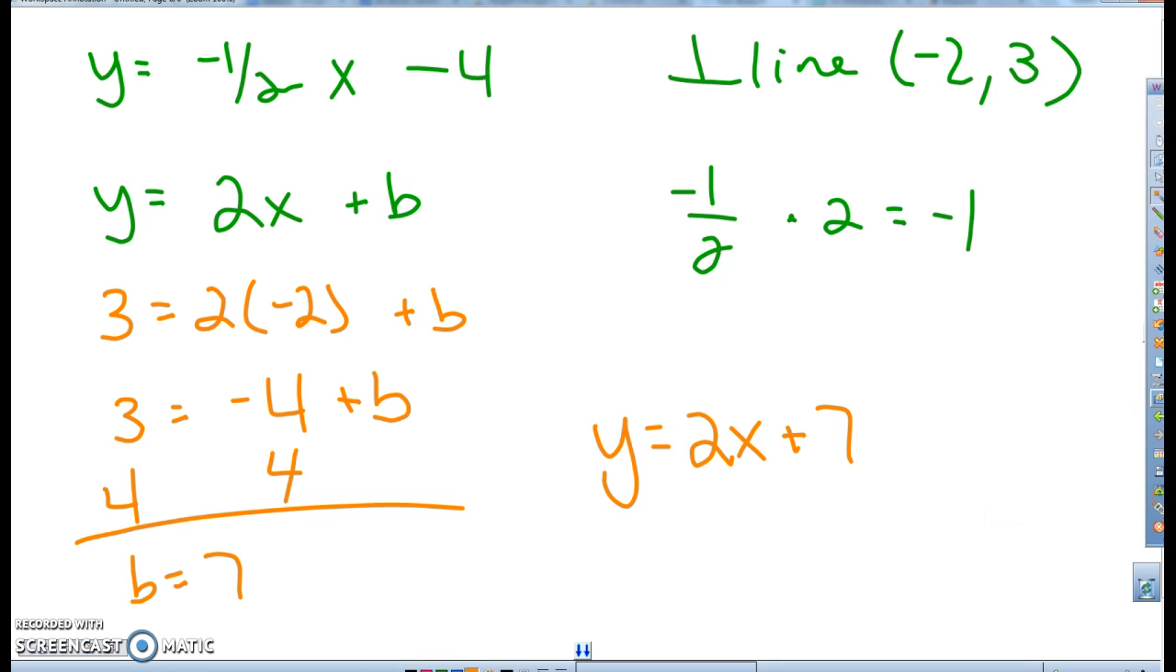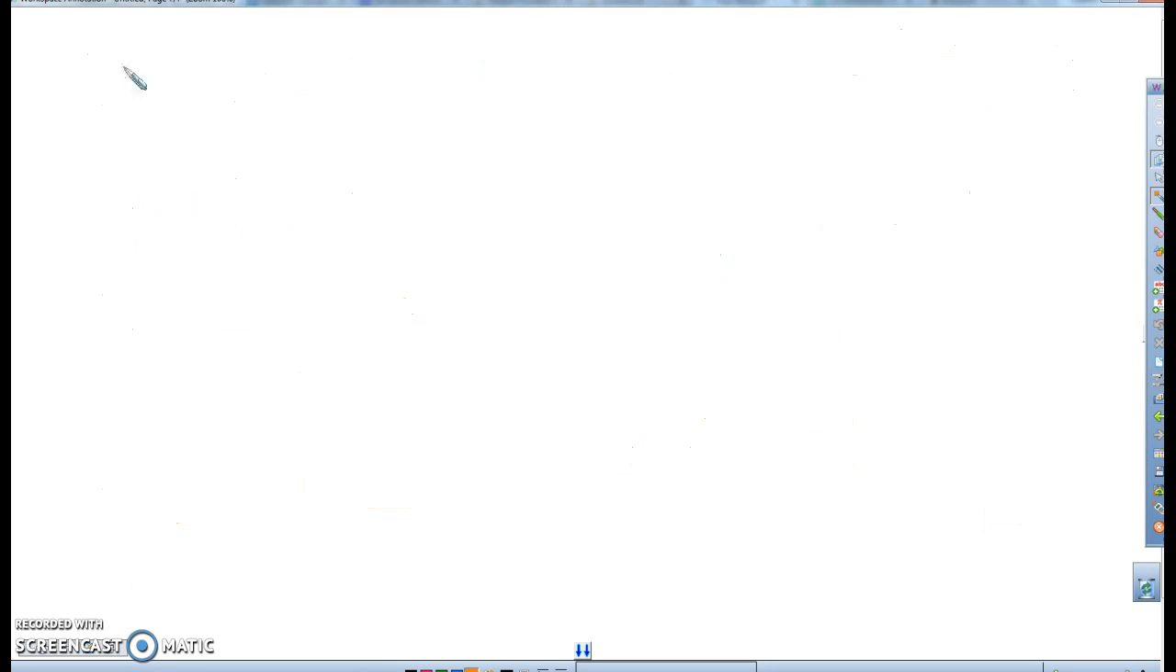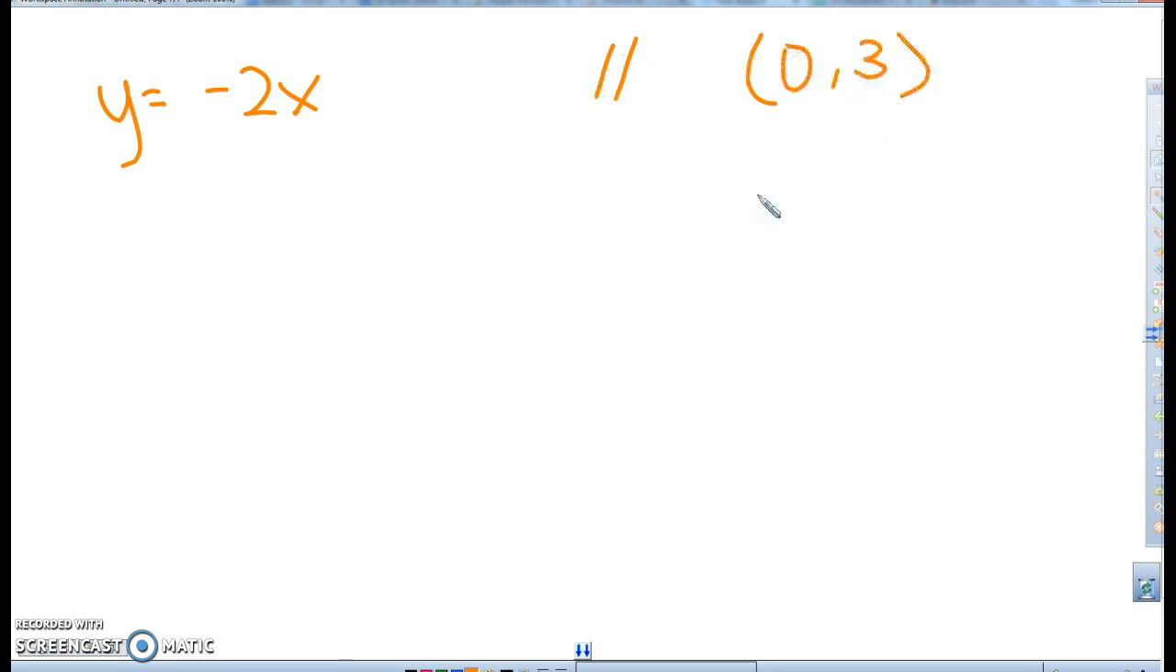Let's go ahead and try some examples on our own. So first of all, I have a line that's y equals -2x. And I want it to be parallel and pass through the point 0, 3. So see if we can come up with a line that passes through 0, 3 and is parallel to my line y equals -2x.